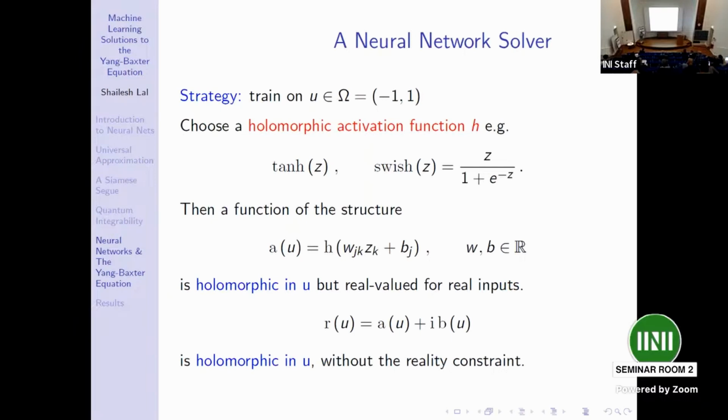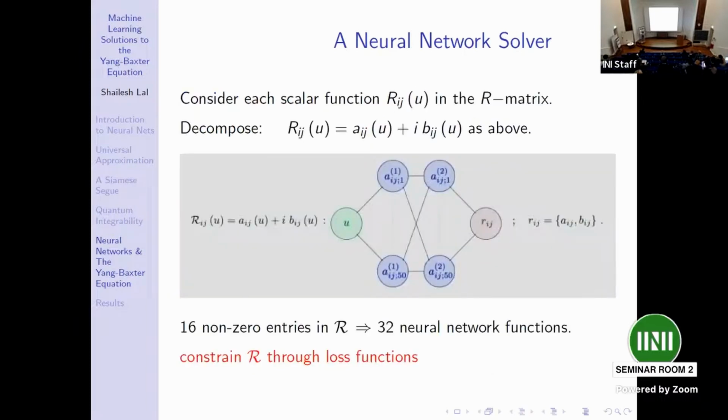Just for people who couldn't hear, the remark was that in fact it is true in practice also that swish does outperform the other functions, including tanh, including the non-holomorphic ones that are typically used in machine learning. But again, to emphasize, we're not really training on the complex plane. We're just trying to learn a function which, no matter what we do, by construction, whatever this neural network outputs has to be holomorphic.